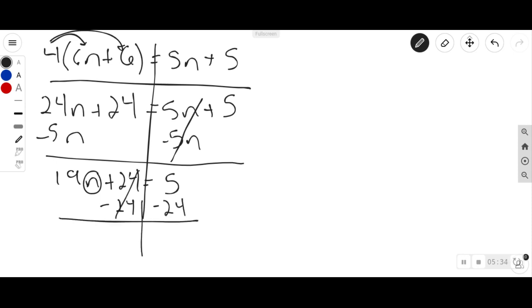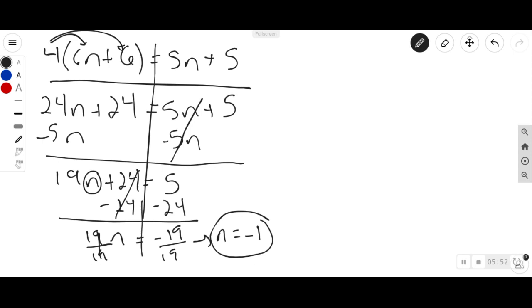Let's stretch this down. So 19n = -19. So I'm going to divide that 19 away from the left, and that's going to end up giving us n = -1. So there's our answer. Now I'm going to check it.